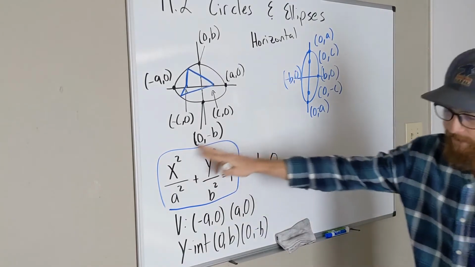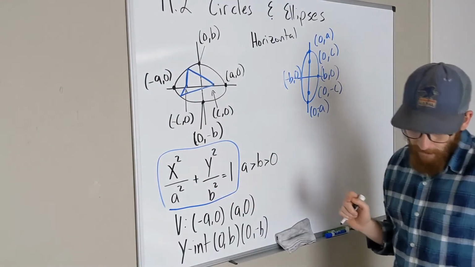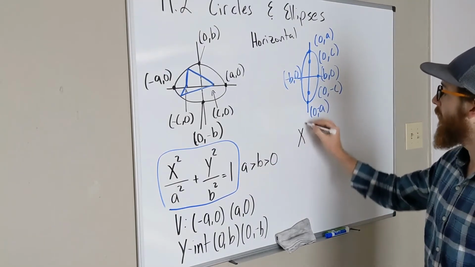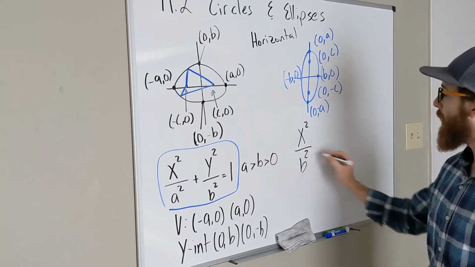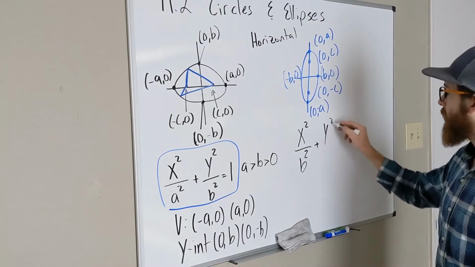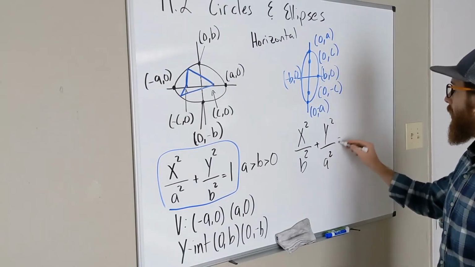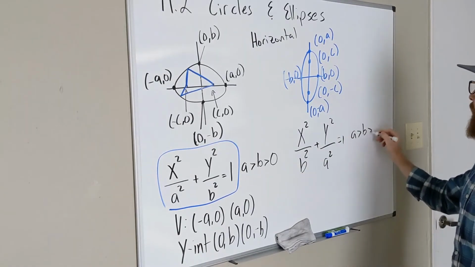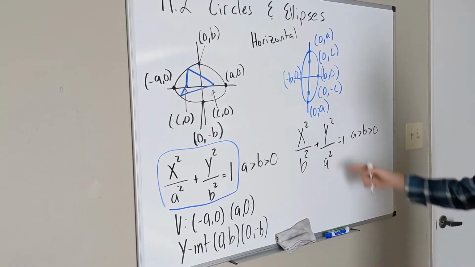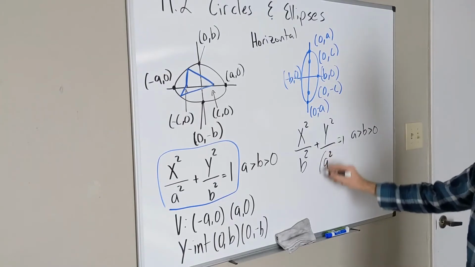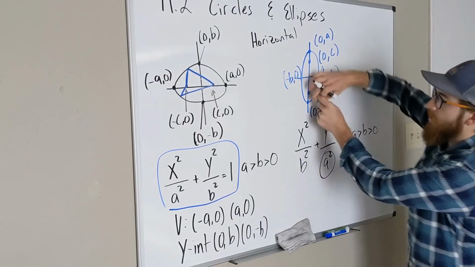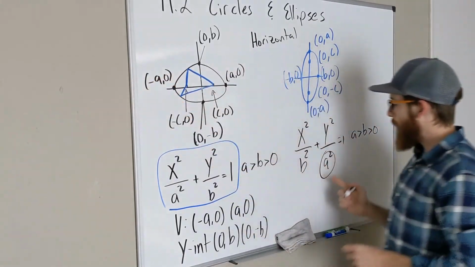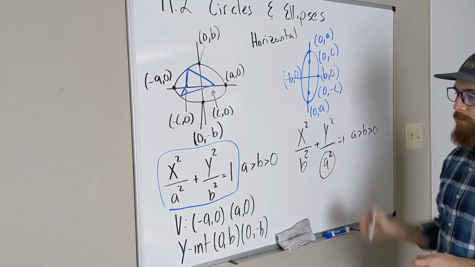So this function looks pretty much the same. The only difference is that it looks like this now: x squared over b squared plus y squared over a squared equals 1. And this is the same: a bigger than b bigger than 0. So why does it make sense that this time the bigger one is with a? Because it's stretched up versus stretched out. So it makes sense that the bigger piece has got to be with the y.